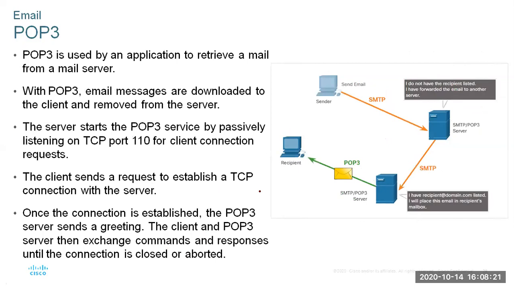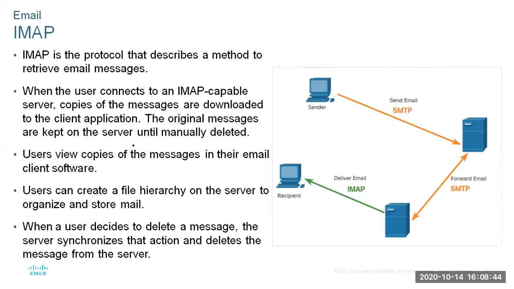How about POP? Now, POP is when you want to download these mails to your system. So you are downloading the mail. It's used by an application to retrieve a mail from a mail server, and that is basically what it does. It uses port 110 to actually get this particular mail.